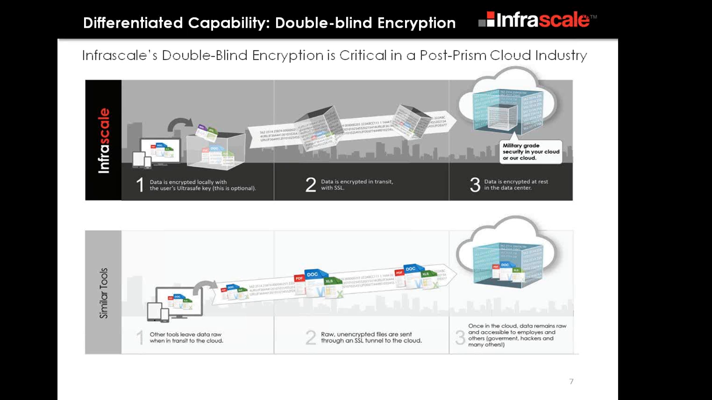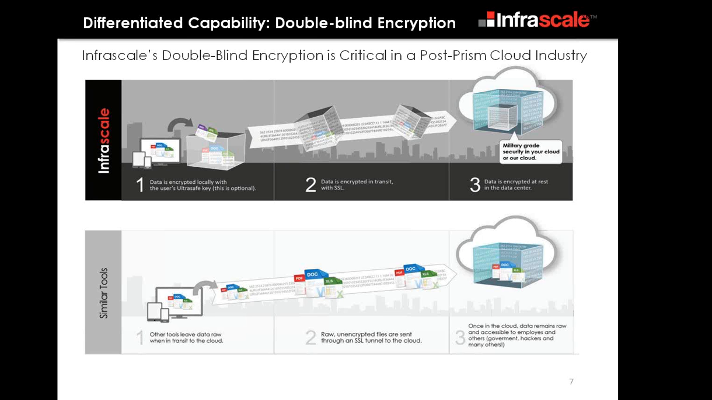And now what do I mean by true security? Well, this is a differentiated capability that Infrascale offers, double-blind encryption. So Infrascale enables compliance with HIPAA and with other government regulations using a three-tiered encryption process for the ultimate safety.